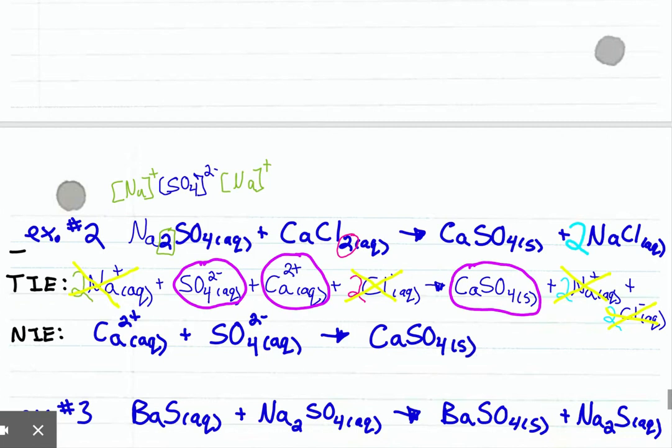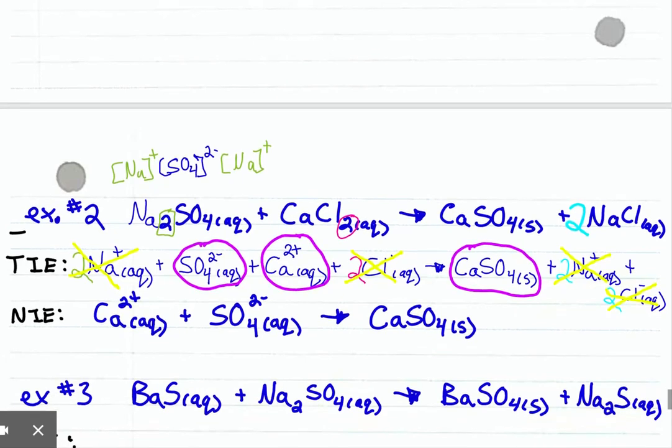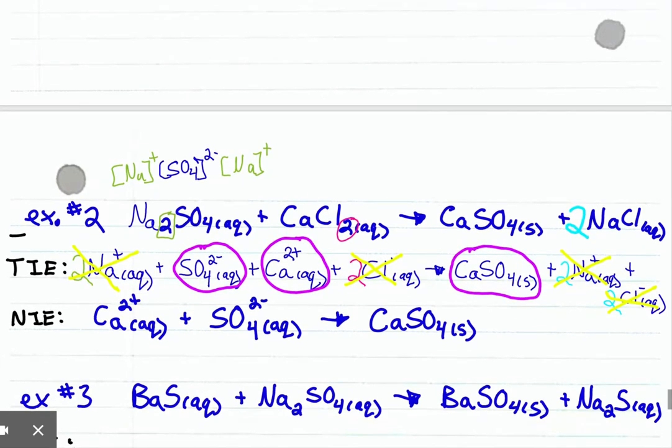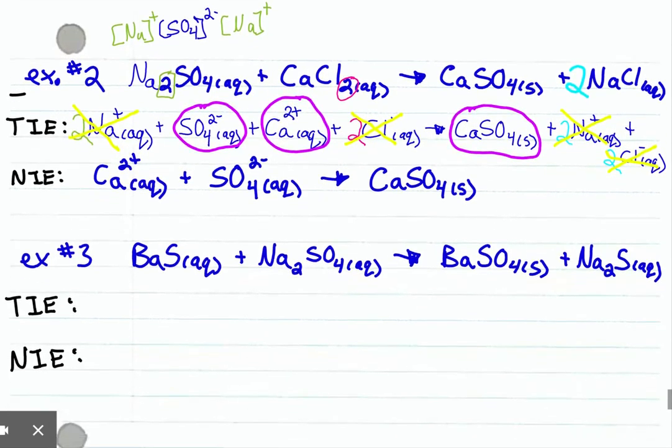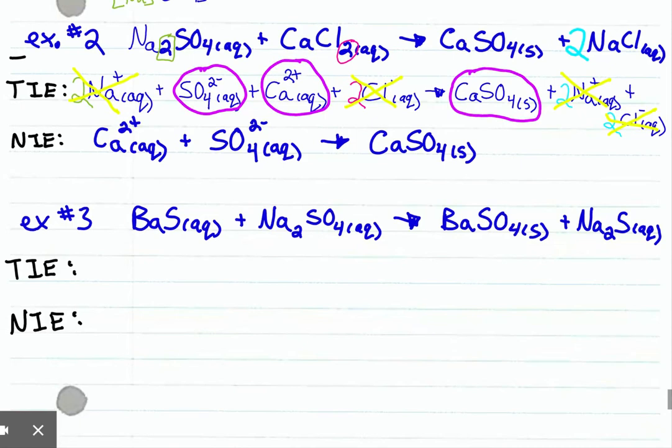Okay. Great. So that is how you get a total ionic equation and a net ionic equation for a double displacement reaction. So what I'd like you to do now, after you have that, you've hit pause and copied that down, is see if you can get the total ionic equation and net ionic equation for this reaction in example number 3. And once you've tried it, hit unpause and check your work.